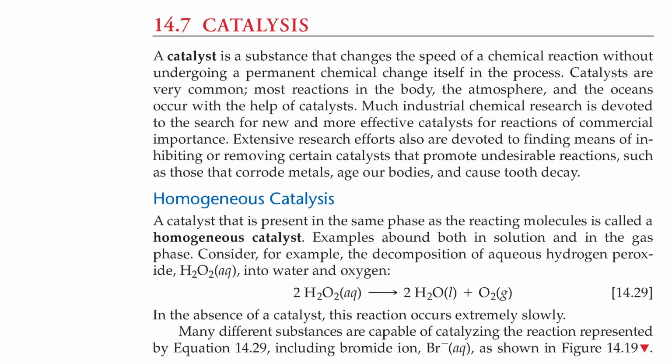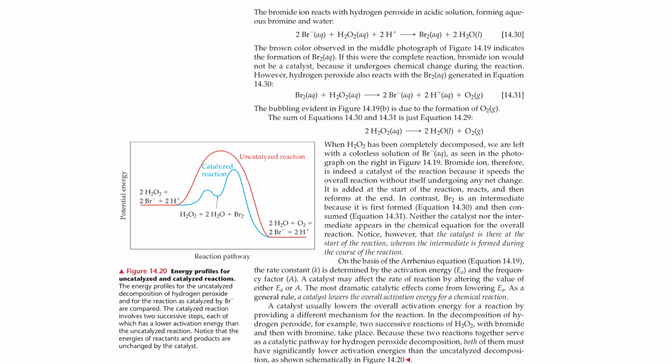Many different substances are capable of catalyzing the reaction represented by equation 14.29, including the bromide ion, as shown in figure 14.19. The bromide ion reacts with hydrogen peroxide in an acidic solution, forming aqueous bromine and water. The brown color observed in the middle photograph of figure 14.19 indicates the formation of bromine.